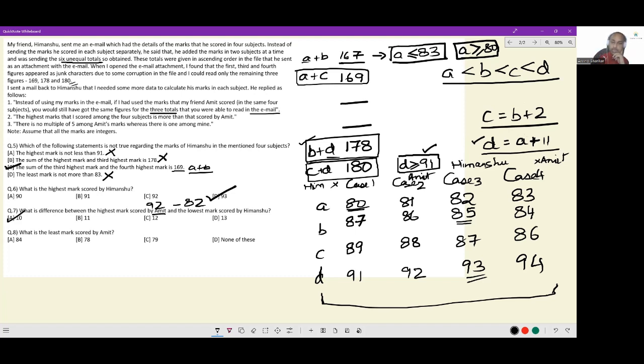Last question. What is the least mark scored by Amit? The least mark scored by Amit is 81, which is not present within the options. So answer has to be option D, none of these. And that is the entirety of the set. This is a beautiful twist on our standard taking 2 marks together at the same time. Hopefully you learned something.